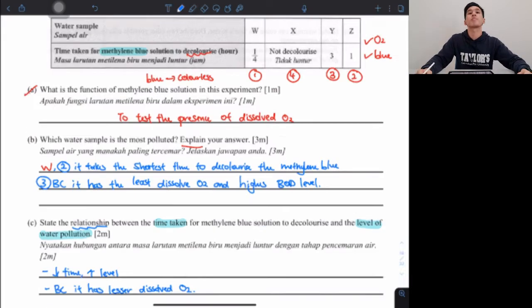So that's it actually for our 10.1 threats to environment. So specifically, I only focus on water pollution or eutrophication.